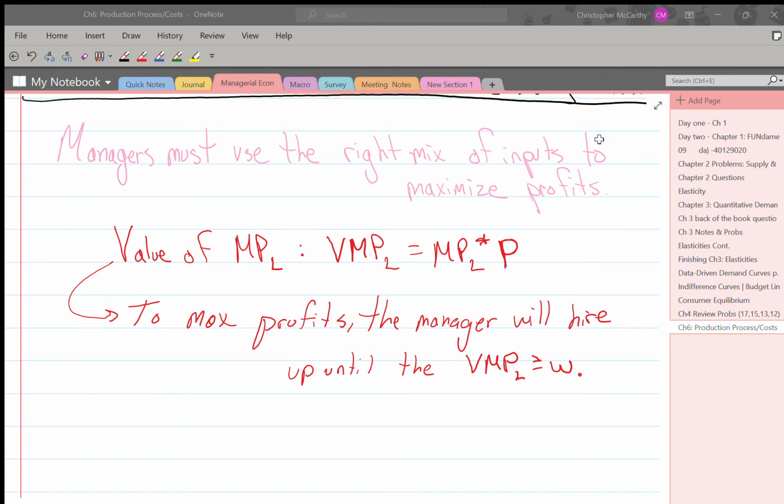So what's our value of the marginal product of labor? What's the first one? You don't have to do the math. Just tell me what's multiplied by what? 76 times the price. Very good. So we take this 76, we multiply it by the price.